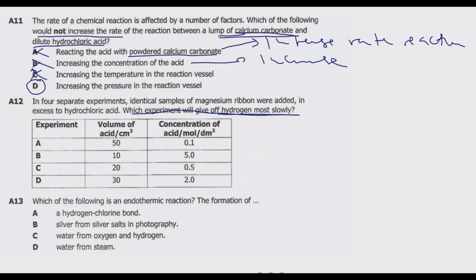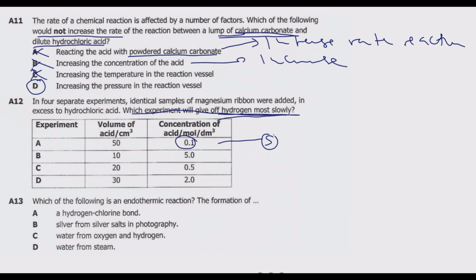So if you look at option A, we have a volume of 50 cubic centimeters, which is in this case the biggest among the options. Then concentration is 0.1, which is the lowest. Okay, so this normally gives us the lowest concentration, which would mean the slowest reaction.